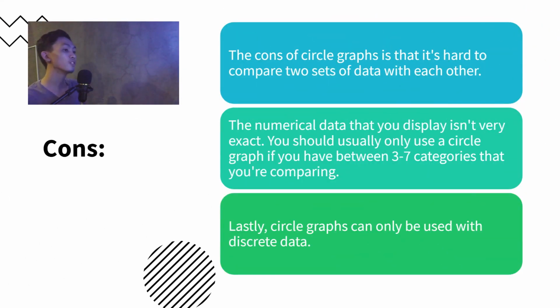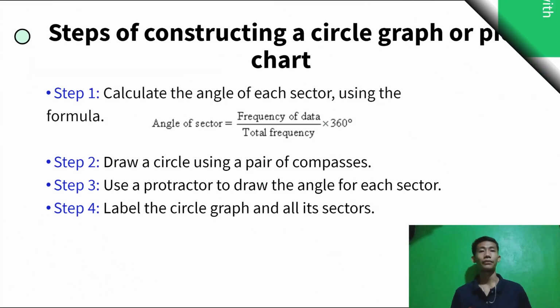Cons. The con of circle graphs is that it's hard to compare two sets of data with each other. The numerical data that you display isn't very exact. You should usually only use a circle graph if you have between 3 to 7 categories that you're comparing. Lastly, circle graphs can only be used with discrete data.